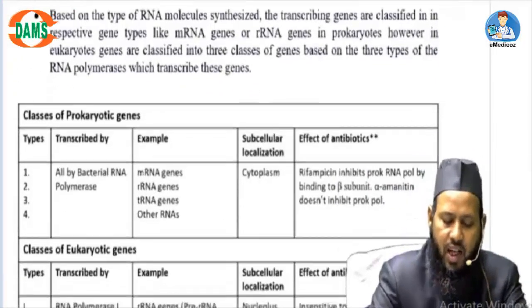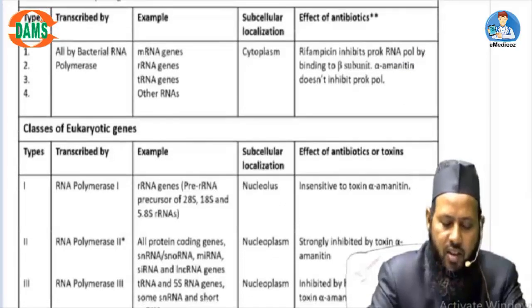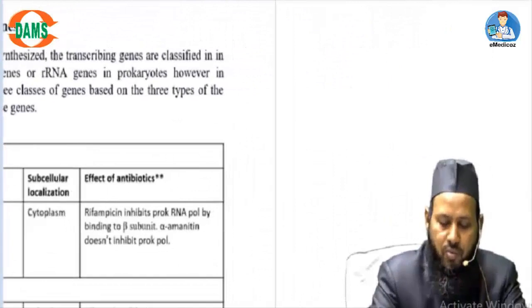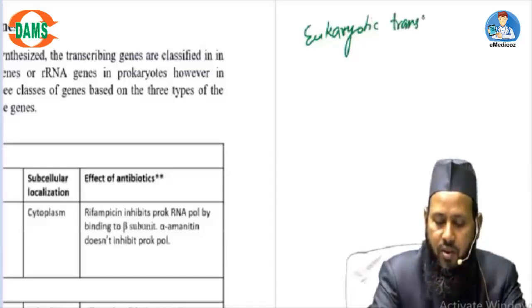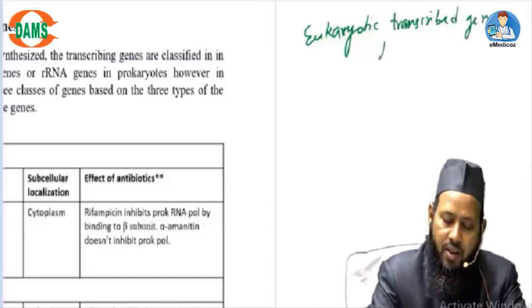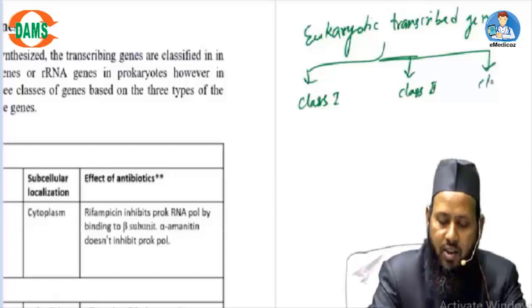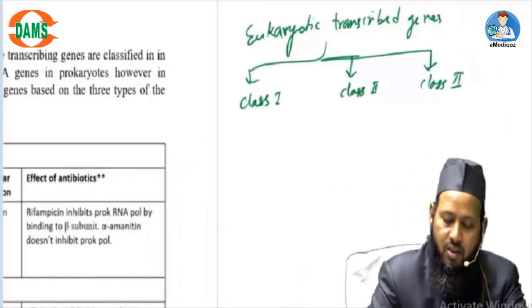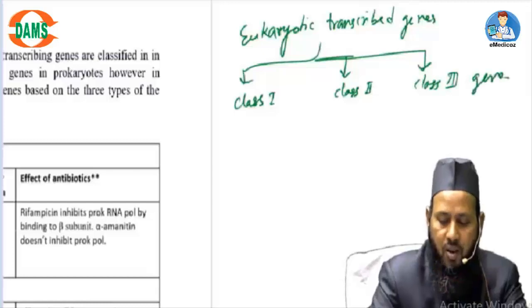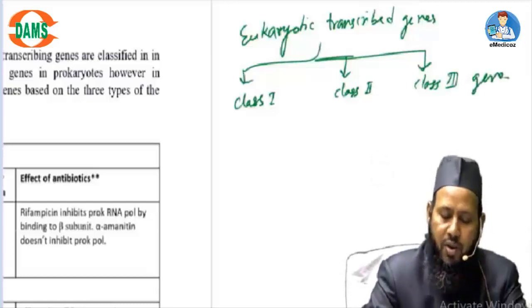the transcribed genes in eukaryotes are categorized in 3 classes. So what do we call them? Eukaryotic transcribed genes. They are categorized into 3 categories. The one is called class 1, another is called class 2, and another is called class 3 genes. So why are they categorized as class 1, class 2, class 3 genes?